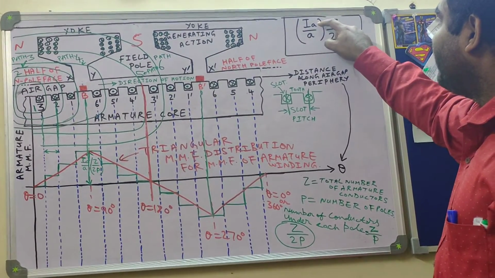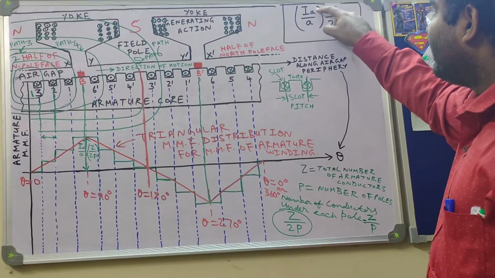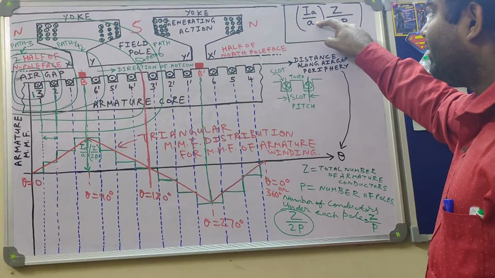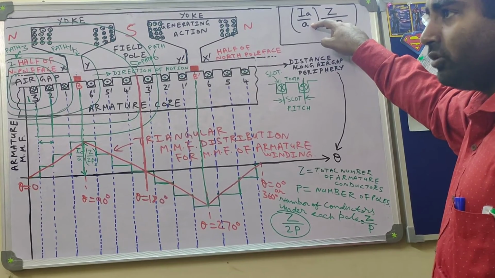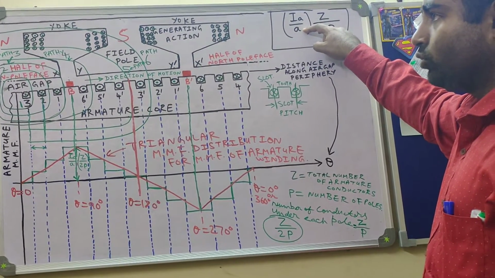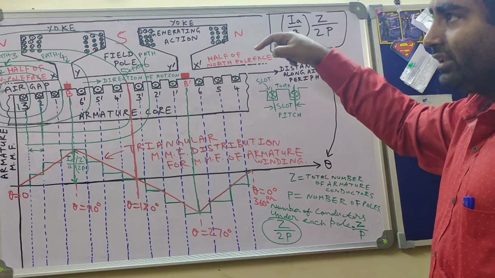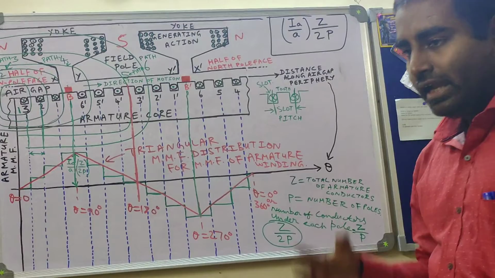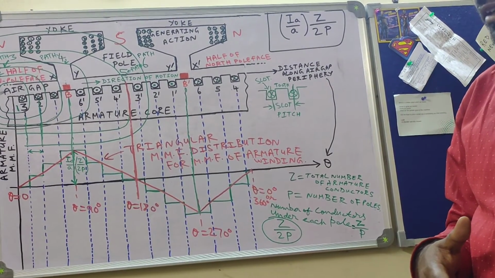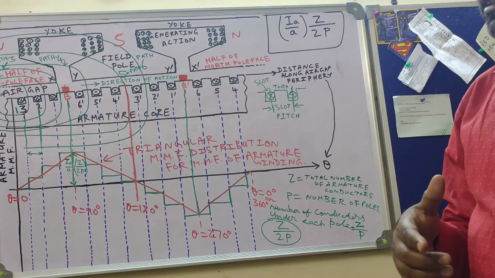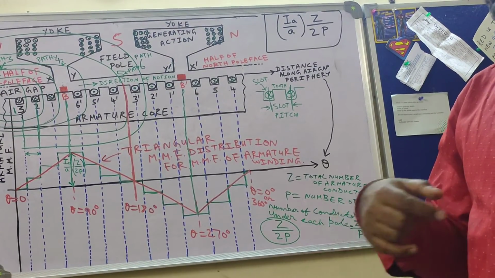And what is the current carried by each conductor? The current carried by each conductor is Ia by A, where A is the number of parallel paths in the armature circuit. For lap winding, A equals P, the number of poles, and for wave winding, A equals 2. And what is Ia? Ia is the armature current which is either entering or leaving the brush. A is the number of parallel paths in the armature circuit. So Ia by A is the current in each parallel path, or the current flowing through each conductor.